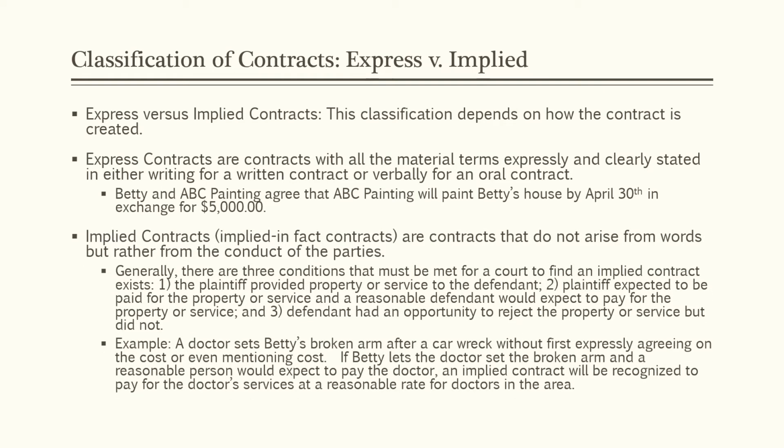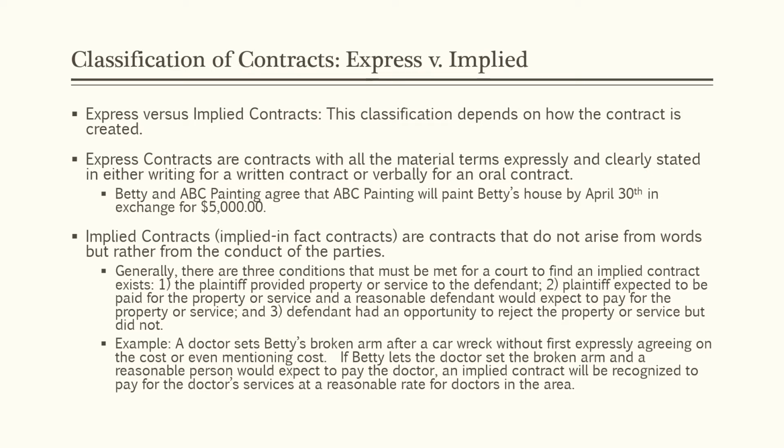Then there are implied contracts. These are called implied in fact contracts in some states. These are contracts that do not arise from words, but rather from the conduct of the parties. Parties never get around to sitting down and either discussing orally the contract or putting it in writing. Generally, there are three conditions that must be met for a court to find an implied contract. One, the plaintiff provided property or service to the defendant. Two, the plaintiff expected to be paid for the property or service, and a reasonable defendant would expect to pay for it. And three, the defendant had an opportunity to reject the property or service, but did not. They let the party provide the service or the property.